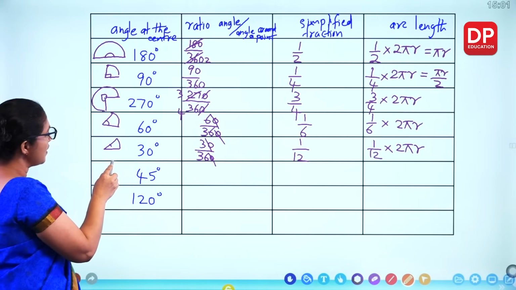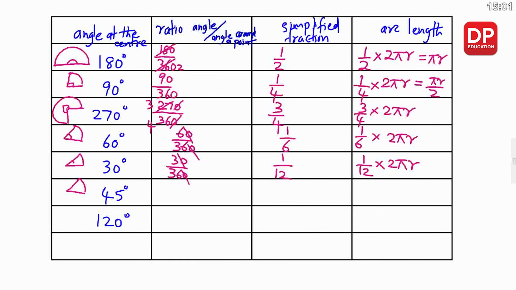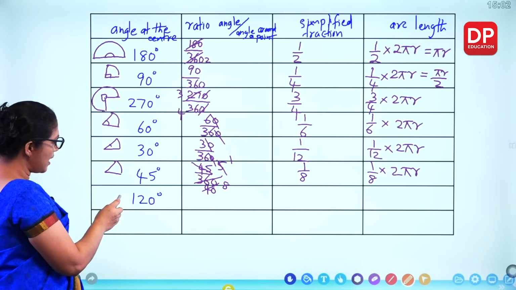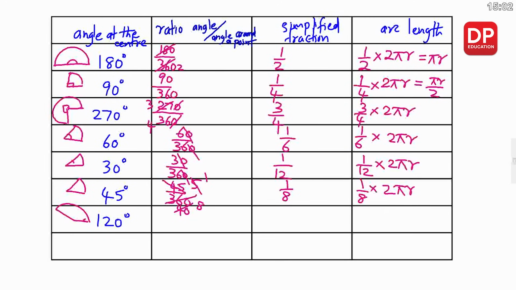What about 45? You get bigger than that and smaller than 60. So what's the ratio? 45 over 360. Try to simplify this. 9 times 5, 9 times 4. This is 5 times 1, 5 times 8. So you get 1/8. So what's the arc length? 1/8 into 2 pi r. What about 120? 120, you get an obtuse angle, something like this. So this is 120. So what's the ratio? 120 over 360. When you simplify this, 12 times 3 is 36. So you get 1/3 of a circle. So the arc length is 1/3 into 2 pi r.